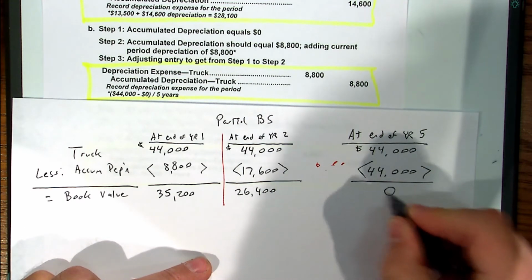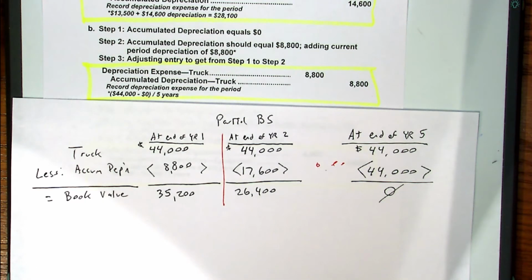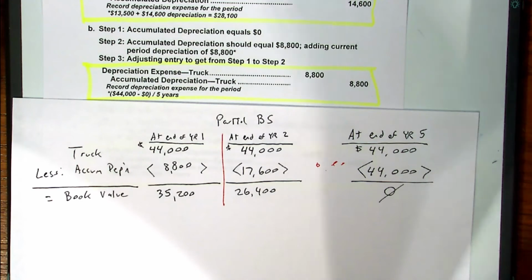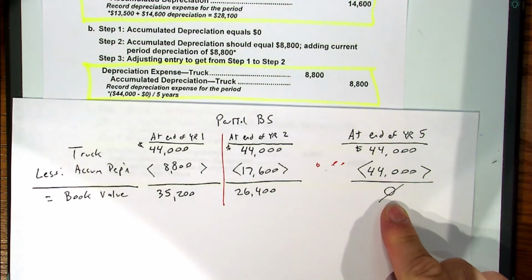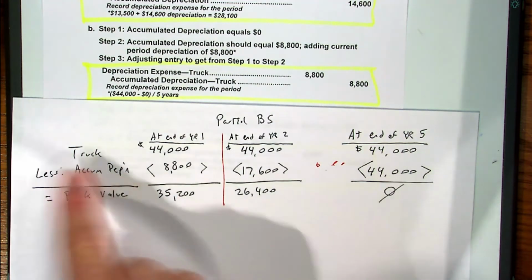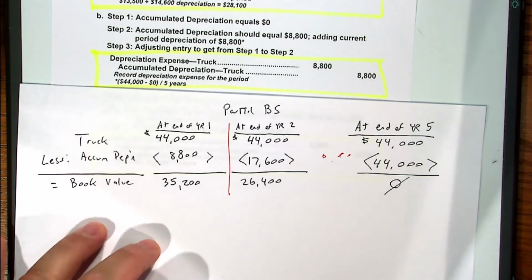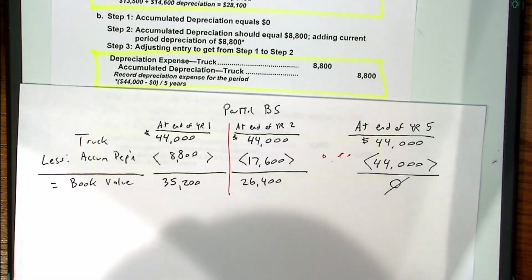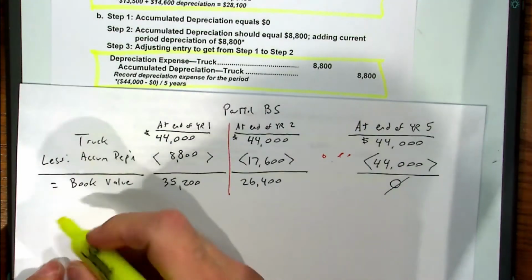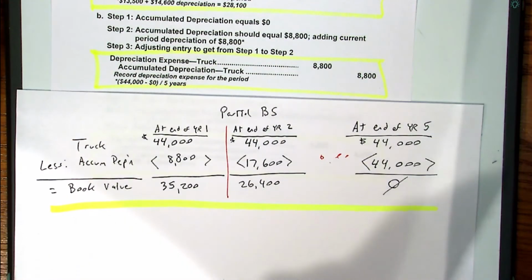0. Now, I'm doing this because, do you think the market value of that truck is 0 at the end of year 5? Would we just give it away if somebody offered us $1? No. This is why we use a contra-asset in depreciation. Now, we did not with supplies and prepaid insurance, right?